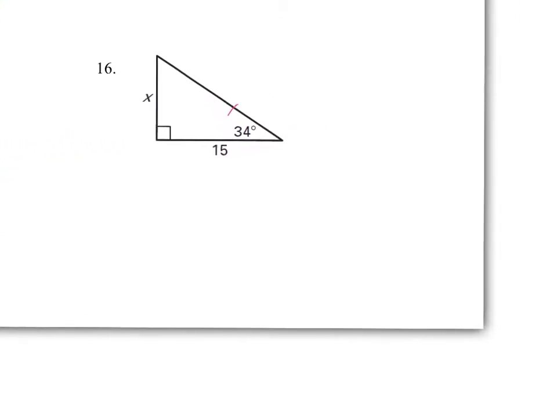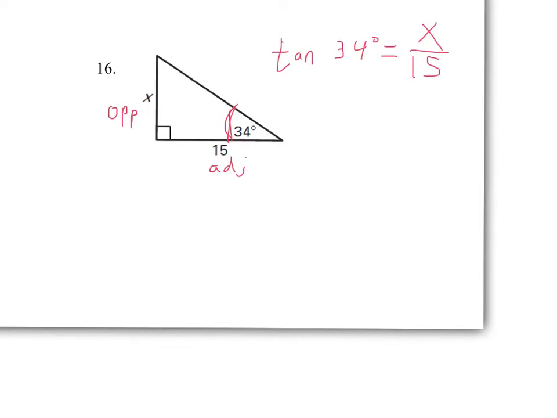All right, number 16. What do we have here? We have 34 degrees. 15 is adjacent. X is opposite. So which function uses those two? Tangent. So we'll say tangent 34 degrees. Tangent is opposite over adjacent, so x over 15.